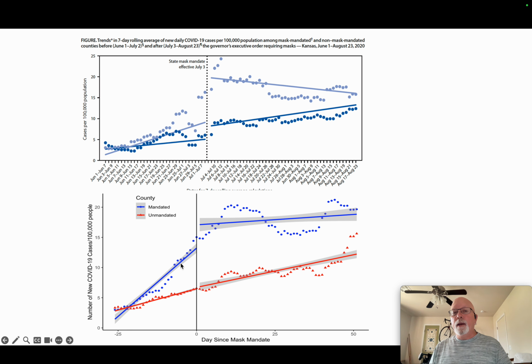If you don't have mask mandates in place, cases are increasing. And if you continue to not have a mask mandate, that rate of increase remains essentially unchecked. But if you implement a mask mandate, the rate of increase actually goes down to a rate of increase of 0. You still have a lot of cases, but the number of cases isn't increasing over time.